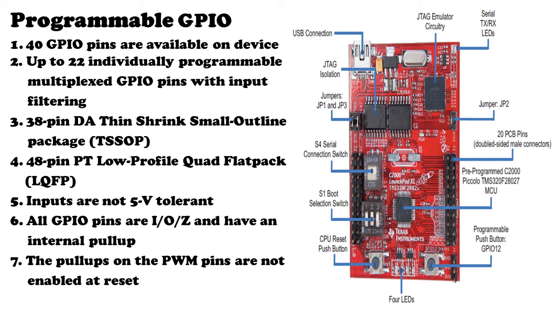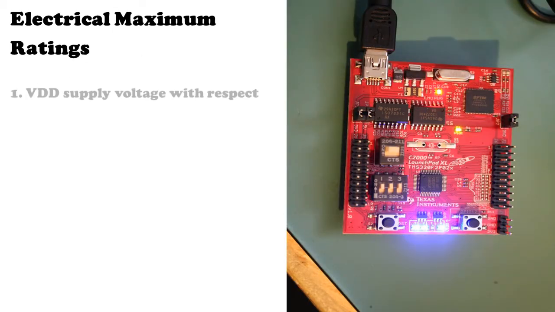There is an independent 16-bit timer in each enhanced pulse width modulator. On reset, GPIO pins are configured as inputs. The user can individually program each pin for GPIO mode or peripheral signal mode. Next, we are going to know about electrical maximum ratings.